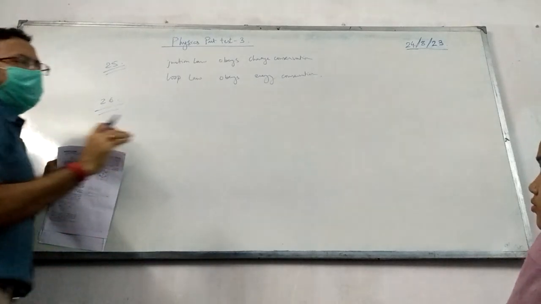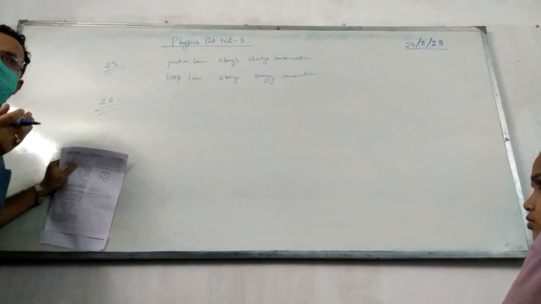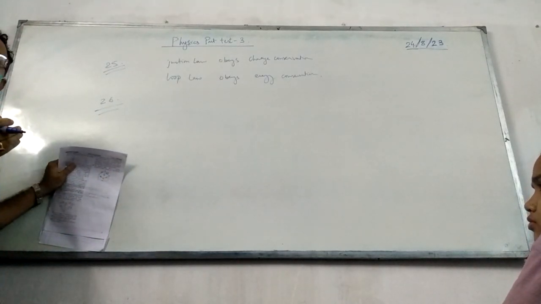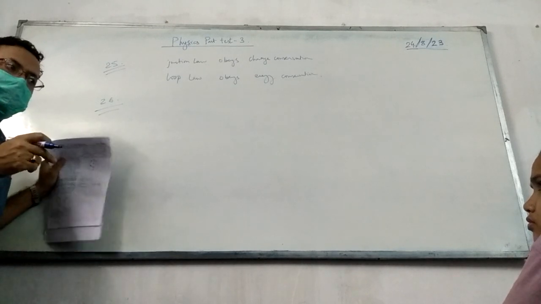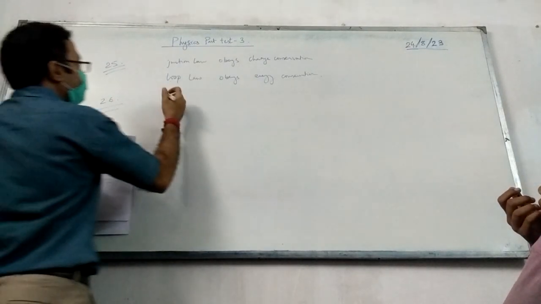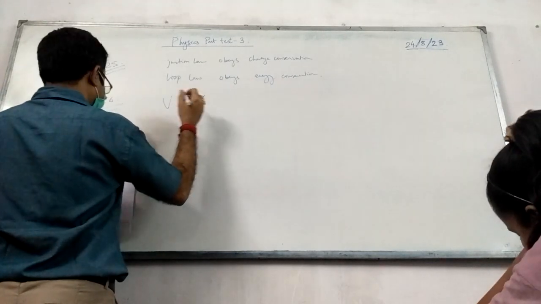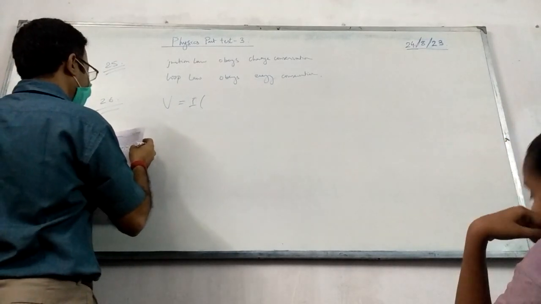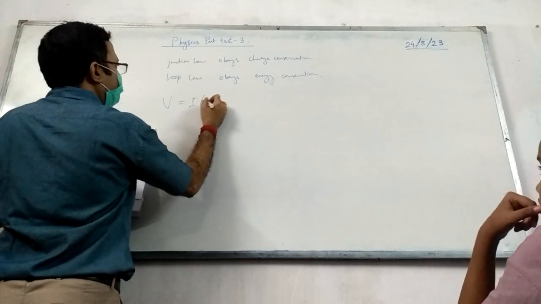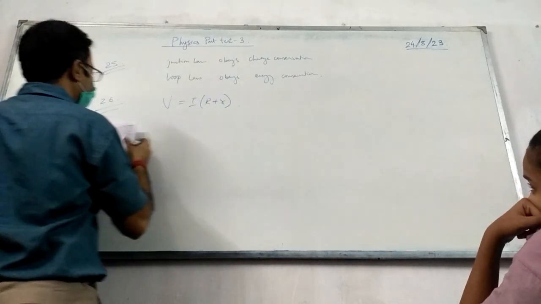So when it is shunted, you know that the potential difference which is measured is V, not the E. EMF E measure नहीं किया जाता है, V measure किया जाता है. So V का expression क्या है? V is equal to I into capital R plus small r.